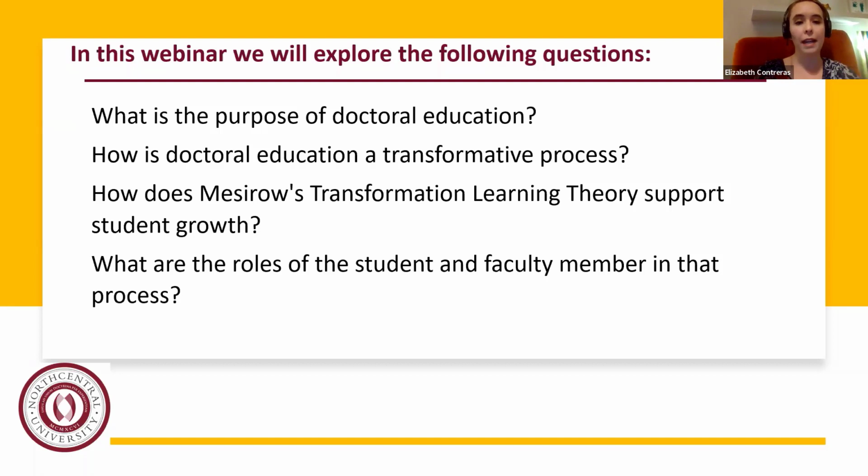And we're going to be focusing on Mezirow's Transformational Learning Theory, and we're going to look at how it supports student growth. And finally, we will look at what are the roles of the student and the faculty member in the process, because education is a partnership between the student and their professors. And when we embrace that partnership, we truly start to understand what transformational learning theory is, and we engage in that transformative process in a very real way and a very meaningful way. So I'm excited today to see what you guys think. And if you have any questions at this point, please go ahead and ask them now.